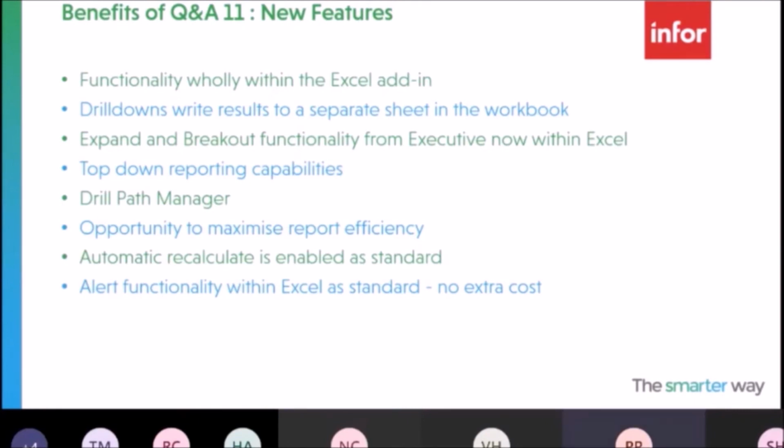Another bonus of Q&A 11 is that automatic recalculate is enabled as standard, because that has historically been a big pain. In the past, you had to have manual recalculate switched on for Q&A. Now you can have automatic recalculate as standard, and when you're writing reports that incorporate Excel functions or data from other systems, you don't have to keep logging out of Q&A, recalculating and going back in. It's all there as automatic.